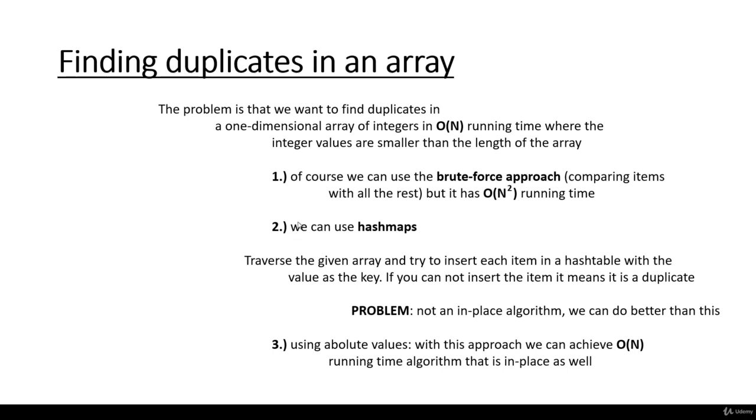We can do better. For example, we can use hash maps. So we just have to traverse the given array and consider all the items one by one, and try to insert each item in a hash table with the value as the key. If you cannot insert the item, it means that it is a duplicate. So this approach is quite good, but there's a problem that it is not an in-place algorithm. We can do better than this. So the third approach is to use absolute values. With this approach, we can achieve O(n) linear running time that is in place as well. So this is what we are going to consider.